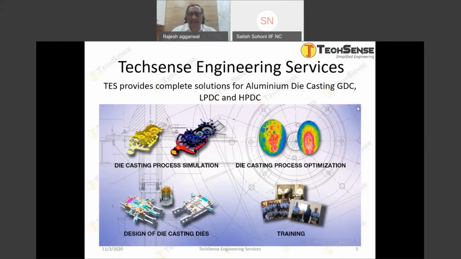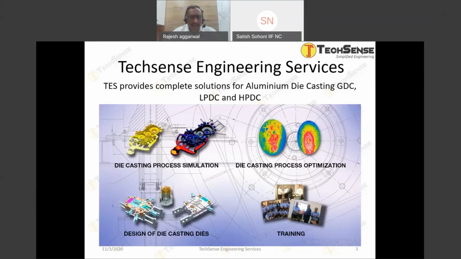Texans Engineering Services came into existence in 2017, and we provide complete solutions to aluminum die casting, including gravity, low pressure, and high pressure die casting. We are basically working on three verticals. One is die casting process simulation. We provide simulation services for aluminum die casting, gravity, low pressure, high pressure on the Magma simulation software. We also work very closely with the foundries and the OEMs on die casting process optimization, where we work on defect reduction, rejection reduction, yield improvement, as well as other aspects of process optimization like cycle time reduction on the shop floor.